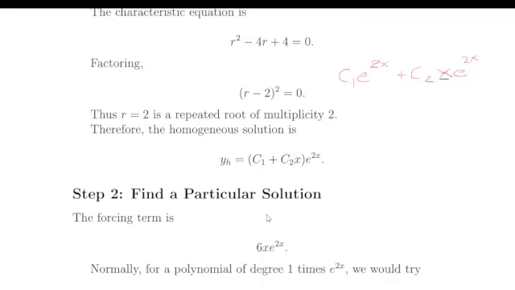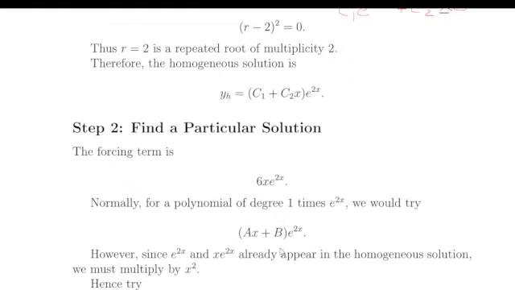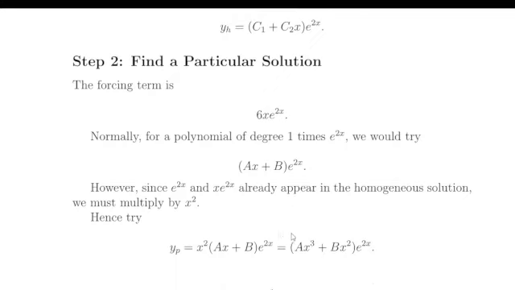But now we want to find the particular solution, which we know is in the form of 6x e to the 2x. If it was just e to the 2x, we would write it in the form of ax plus b times e to the 2x. However, since e to the 2x and x e to the 2x already appear in the homogeneous solution, we must multiply by x squared.